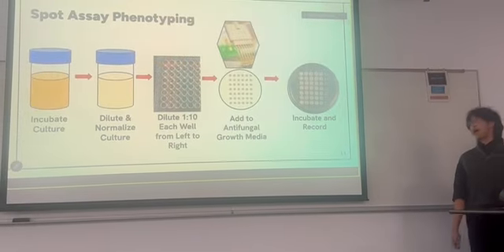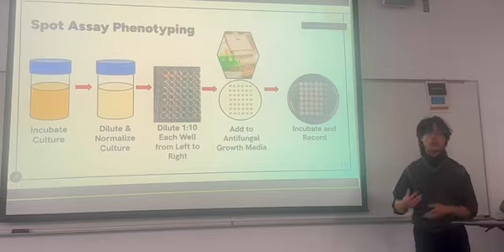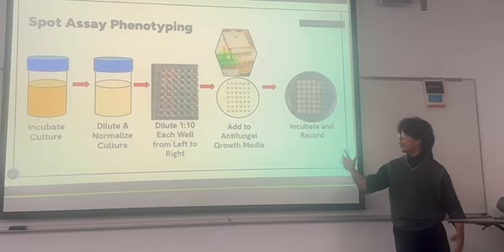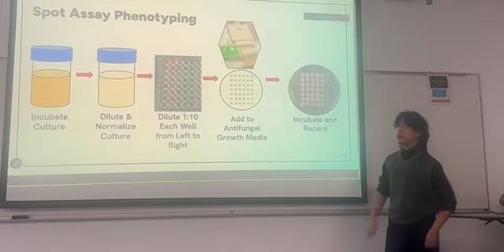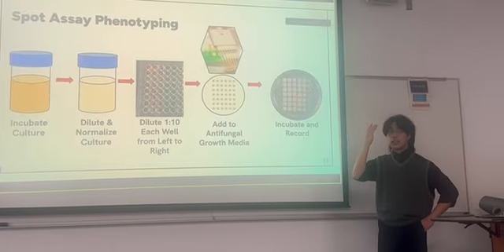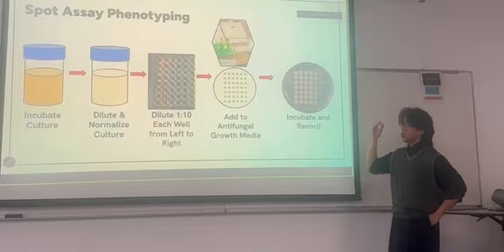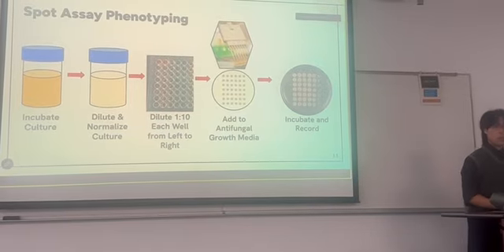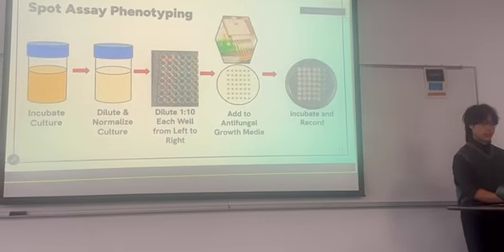So we also have spot assays, where again, we are incubating the neoformans, diluting it, normalizing it to a specific amount of cells, and then adding it into a well, and then diluting it from left to right, so that we can see different amounts of cells on the actual antifungal growth media, where it's the same YPD, which is a rich media, where it has all the nutrients it needs, but also different concentrations of that fluconazole as well. And we want to see how well these different mutants grow compared to the actual wild type.